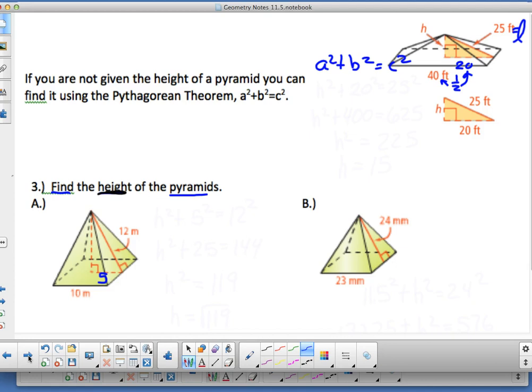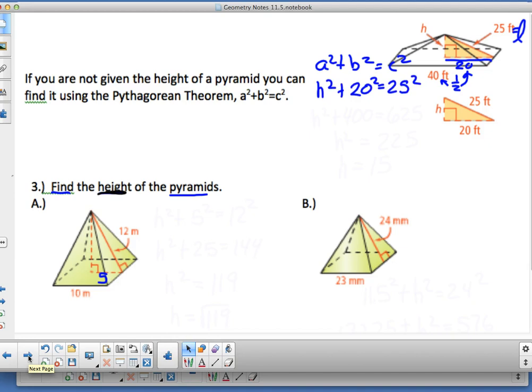Now, keep in mind, 20 is the length of my apothem of a square. That's my apothem, the distance from the midpoint into the center. I'm just looking for the length from the midpoint to the vertex, the height. So I pop everything in. Okay, so I've got h squared plus 20 squared equals 25 squared. Keep in mind the basics of the Pythagorean theorem. We're going to use this to help us find height.